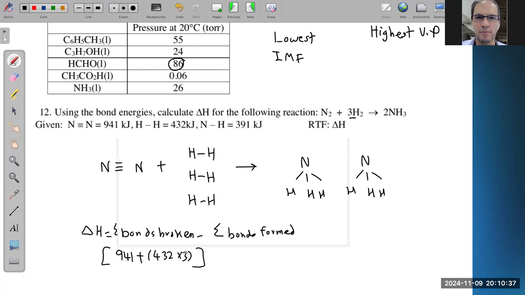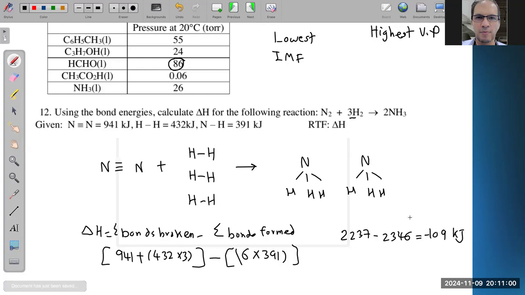And then I will subtract this from the bonds formed. The bonds formed, I have 6 times the bond between the N and H, which is 391. So basically, I have 2,237 subtracted from 2,346, and this is equivalent to negative 109 kilojoules. This is an exothermic reaction for sure.